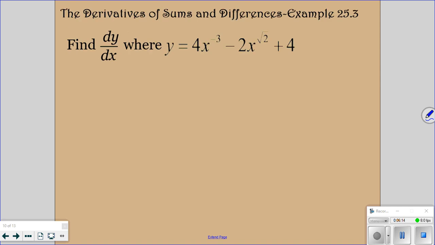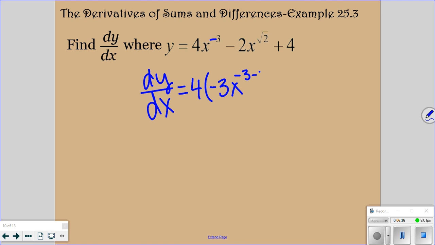So looking here, in case you can't tell, that's a negative 3 in your exponent. We want to find the derivative. So we're just going to take the derivative of each individual term. So 4 times the derivative of x to the negative 3, we would have negative 3, and then x to the negative 3 minus 1. Then we would do minus 2, the derivative of x to the square root of 2. So bring your exponent down, and then x to the square root of 2 minus 1.